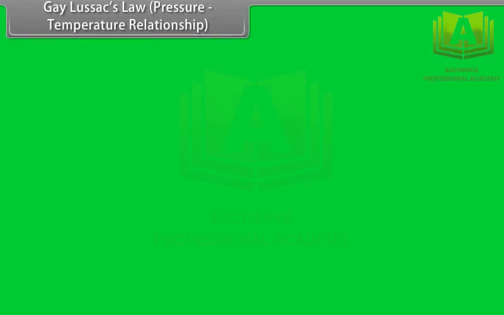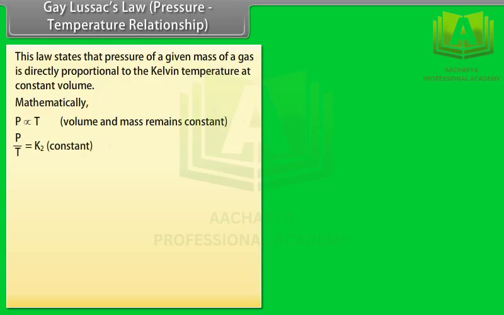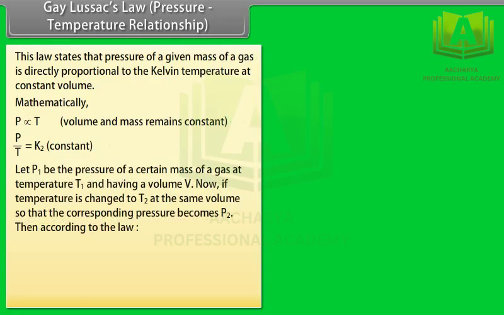Gay-Lussac's law. Pressure-temperature relationship. This law states that the pressure of a given mass of a gas is directly proportional to the Kelvin temperature at constant volume. Mathematically, pressure is directly proportional to temperature at constant volume and mass. P by T is equal to K2. Let P1 be the pressure of a certain mass of a gas at temperature T1 and having a volume V. Now, if temperature is changed to T2 at the same volume so that the corresponding pressure becomes P2, then according to the law, P1 by T1 is equal to P2 by T2. Volume and mass remain constant.